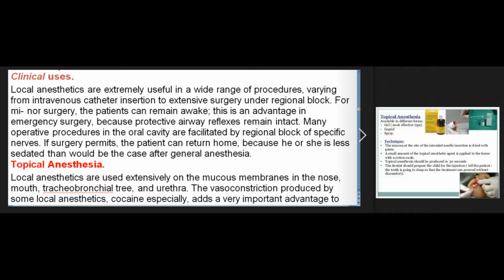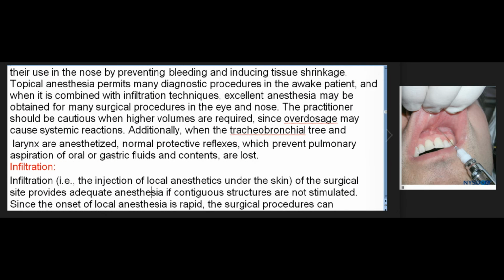Topical anesthesia. Local anesthetics are used extensively on the mucous membranes in the nose, mouth, tracheobronchial tree, and urethra. The vasoconstriction produced by some local anesthetics, cocaine especially, adds a very important advantage to their use in the nose by preventing bleeding and inducing tissue shrinkage. Topical anesthesia permits many diagnostic procedures in the awake patient, and when it is combined with infiltration techniques, excellent anesthesia may be obtained for many surgical procedures in the eye and nose.